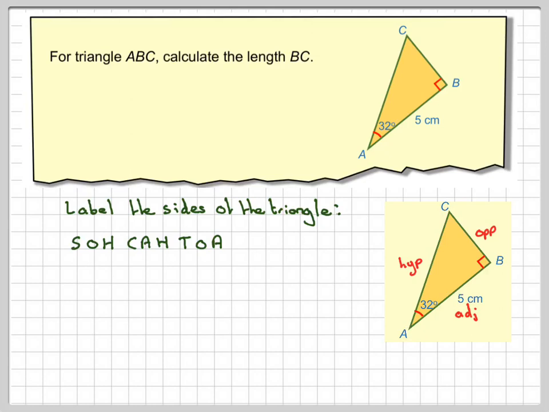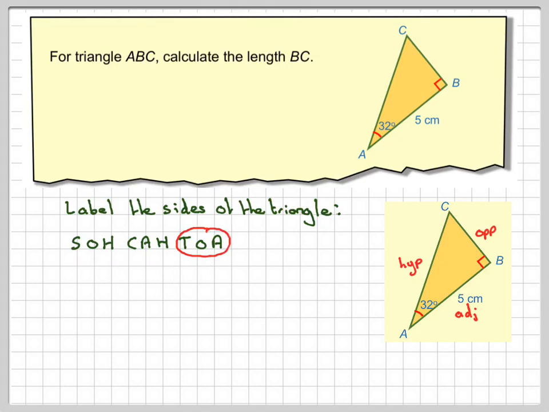So we see what information we have. We have an angle, we have the adjacent side, and we want to find the opposite side. So this is the one that we choose. And choosing the right ratio is very, very important.